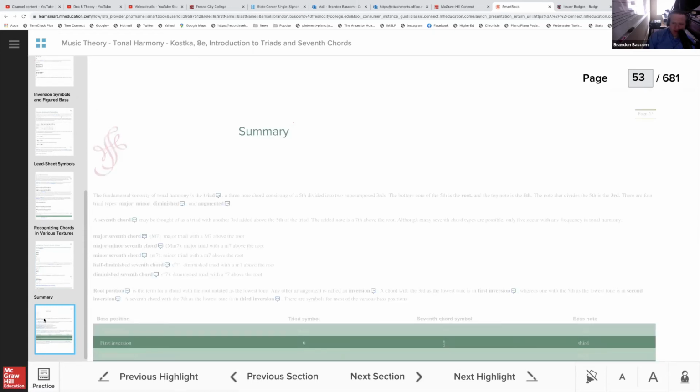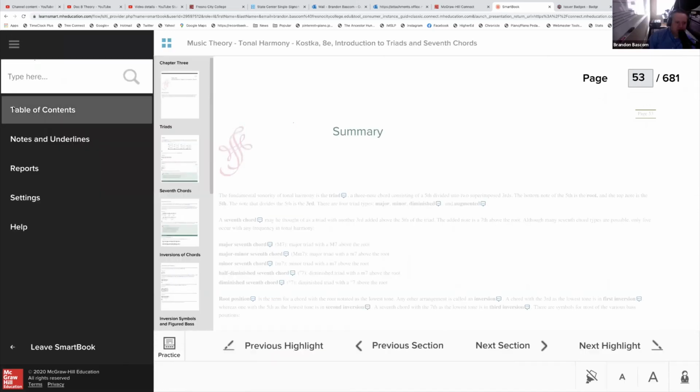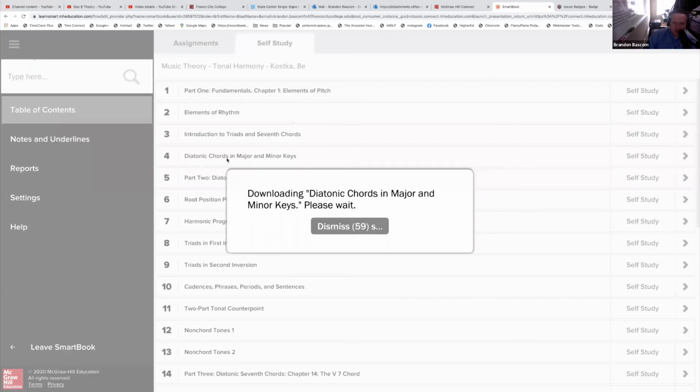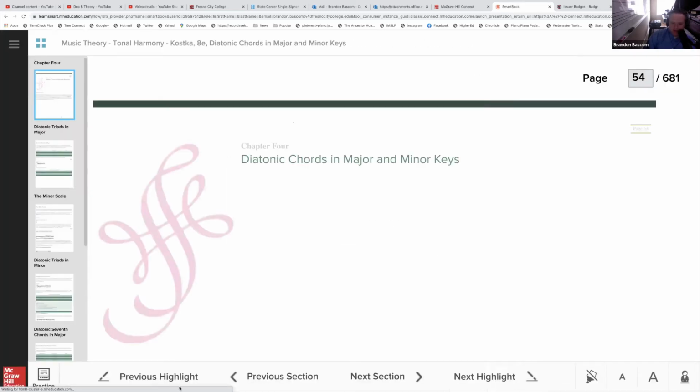Hearing none, seeing none, nothing in the chat. We're all right with chapter 3. Chapter 4 was talking about diatonic chords in major and minor. So that's specifically talking about the chords that belong in the key.